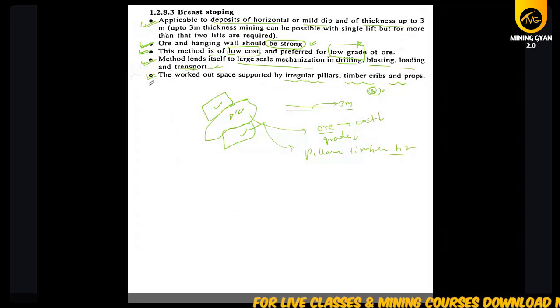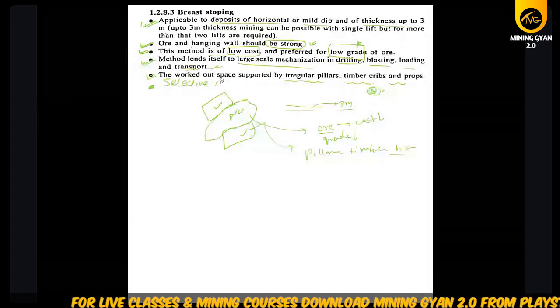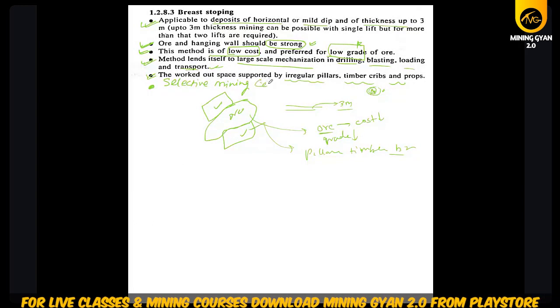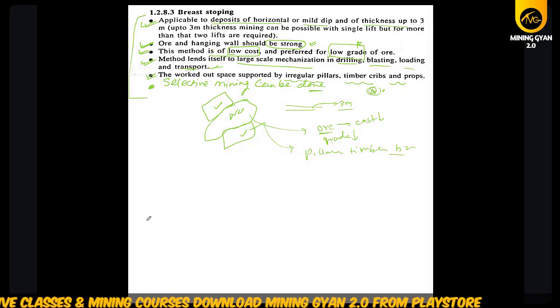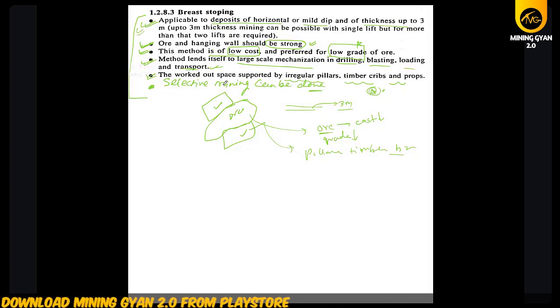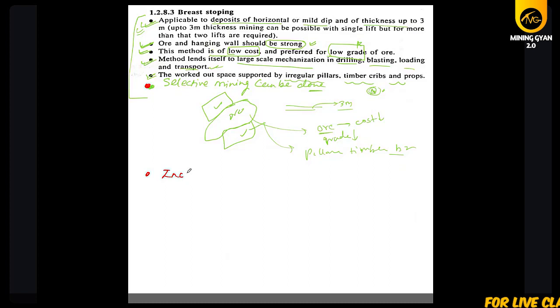In this method, add one extra point: selective mining can be done. Okay, selective mining. So write down these points. The other points are already mentioned in AK GORAI, please write them. And another point you should also write down: the selective mining, and the other point is inclination.